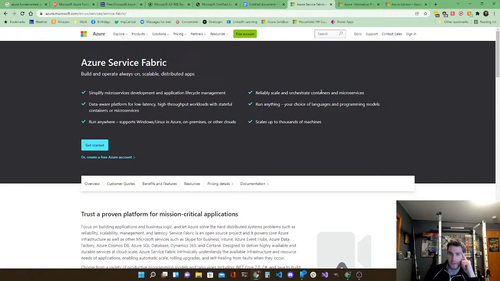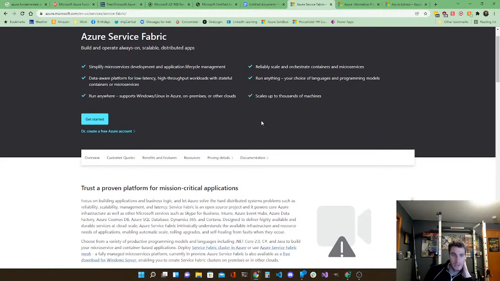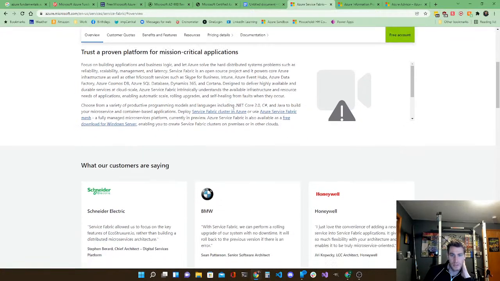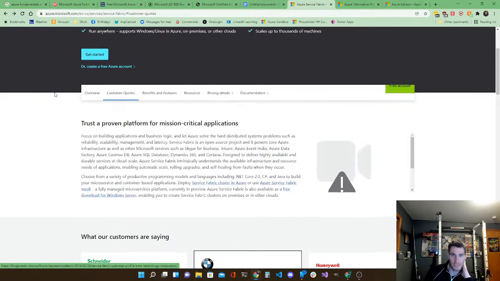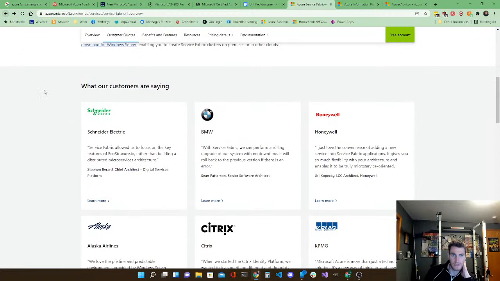Reliably scale and orchestrate containers and microservices. So it's both containers and just app code running as a microservice. Run anything, your choice of languages and programming models, scales up to thousands of machines. I think this is more of the selling page. If we can get more of a documentation page, that would be nice.